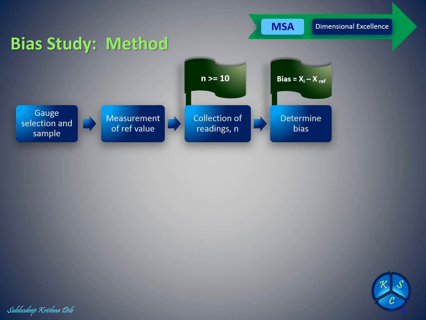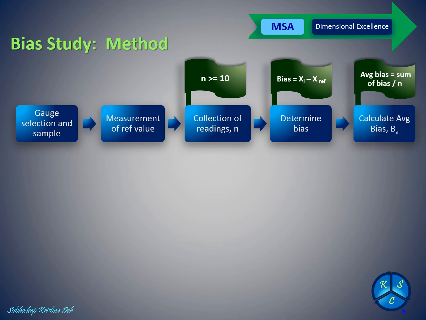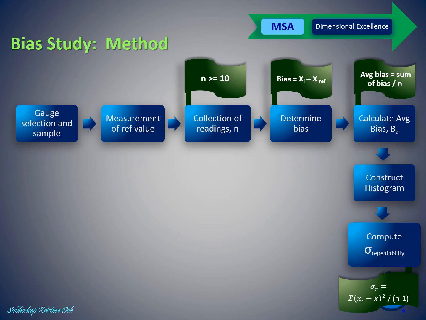Then determine the bias using this formula. As we have seen in previous phases, we need to calculate bias for each reading and then calculate the average bias using this formula. Then we have to construct a histogram, okay, which will tell us whether our data is normal or not. For checking the normality, we basically construct a histogram. After that, we have to compute the sigma repeatability using this formula and the values that we have calculated in the above cases, wherein sigma is the square root of the sum of xi minus x bar squared, divided by n minus 1.